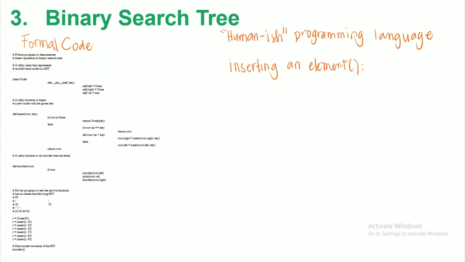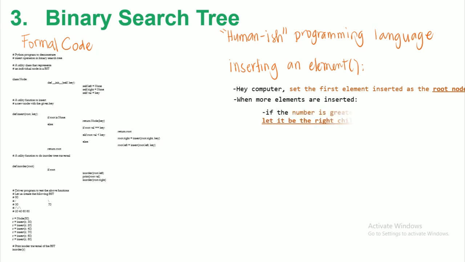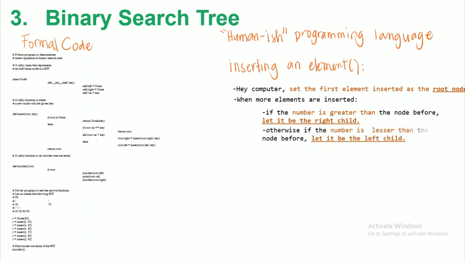This way of storing or inserting an element is helpful later on when we traverse the elements in the tree. First, we say to the computer, hey, place the first element as the root node. And then when more elements are inserted, we say to the computer, when the element is greater, it should place it on the right side, or it should be the right child. Then, if the element is lesser, we place it to the left and it becomes the left child.